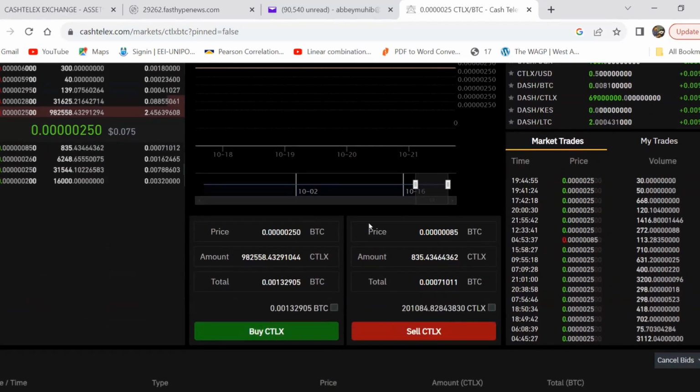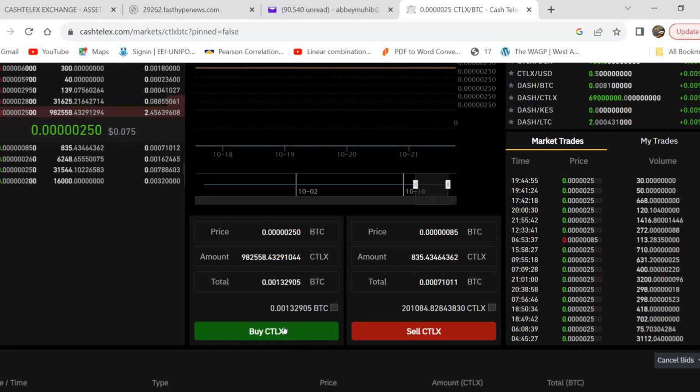to this section and place my trade, saying I want to buy. Thank God I purchased some BTC this evening just to use it to demonstrate. Yeah, because it's good that people see what you're doing in real time and not assuming. So I had to go through the stress of buying some BTC this evening so that I can show you how you can buy some CTLX with your BTC.